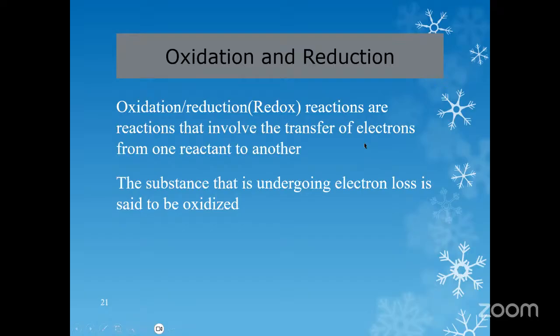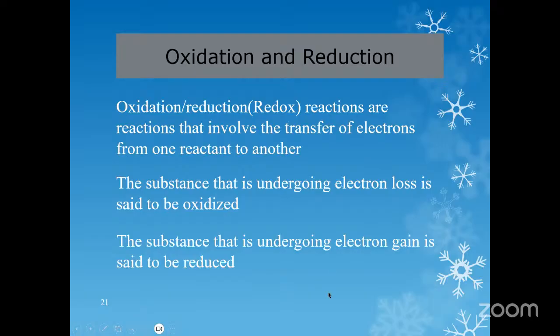Basically, in a redox reaction, what happens is that you have electron transfer from one substance to another. Now, the substance that is undergoing a loss of electrons, we say that substance is being oxidized, while the other substance that is undergoing electron gain, we say that substance is reduced.